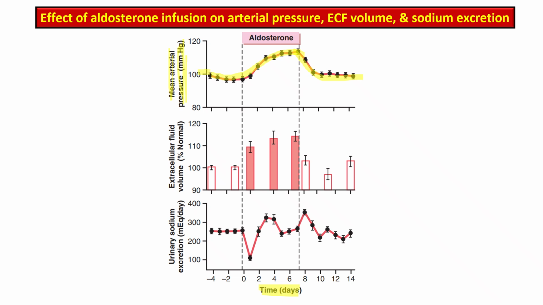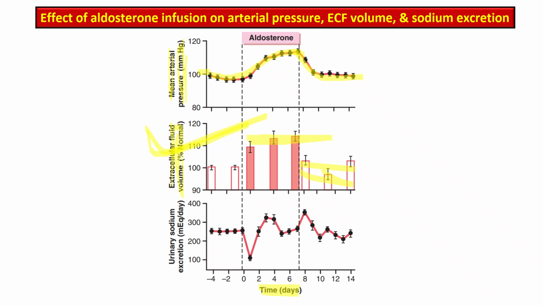Then in the middle graph, on the y-axis, the extracellular fluid volume in percent of normal is given, and you can interpret that the extracellular fluid rises significantly with aldosterone administration, peaks around day 4 to day 6, and returns to normal after aldosterone is stopped. Then the interpretation is that aldosterone causes the retention of extracellular fluid, so the extracellular fluid is expanded.